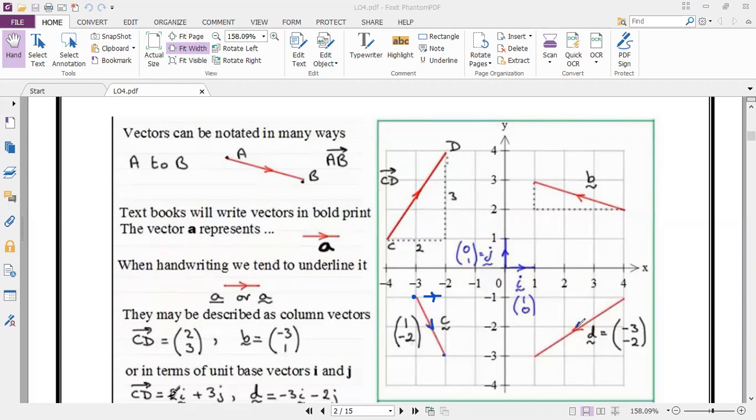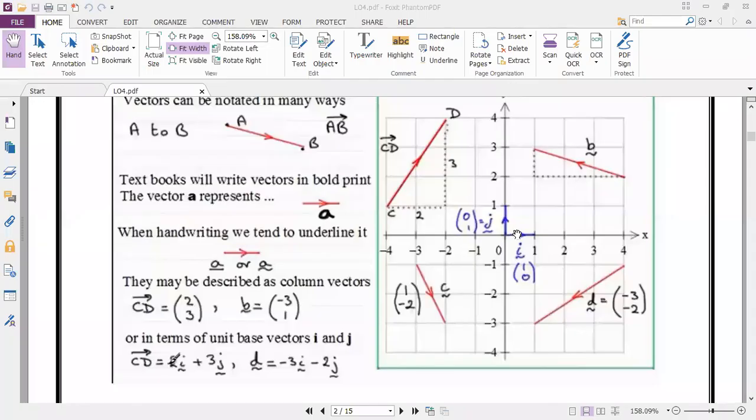What about the vector D? The vector D, we moved from this point to this point here. This is the directed line segment. And we moved 3 units in the negative sense of x, so it's -3. And we moved down 2 units, so it's -2. The vector D is (-3, -2).